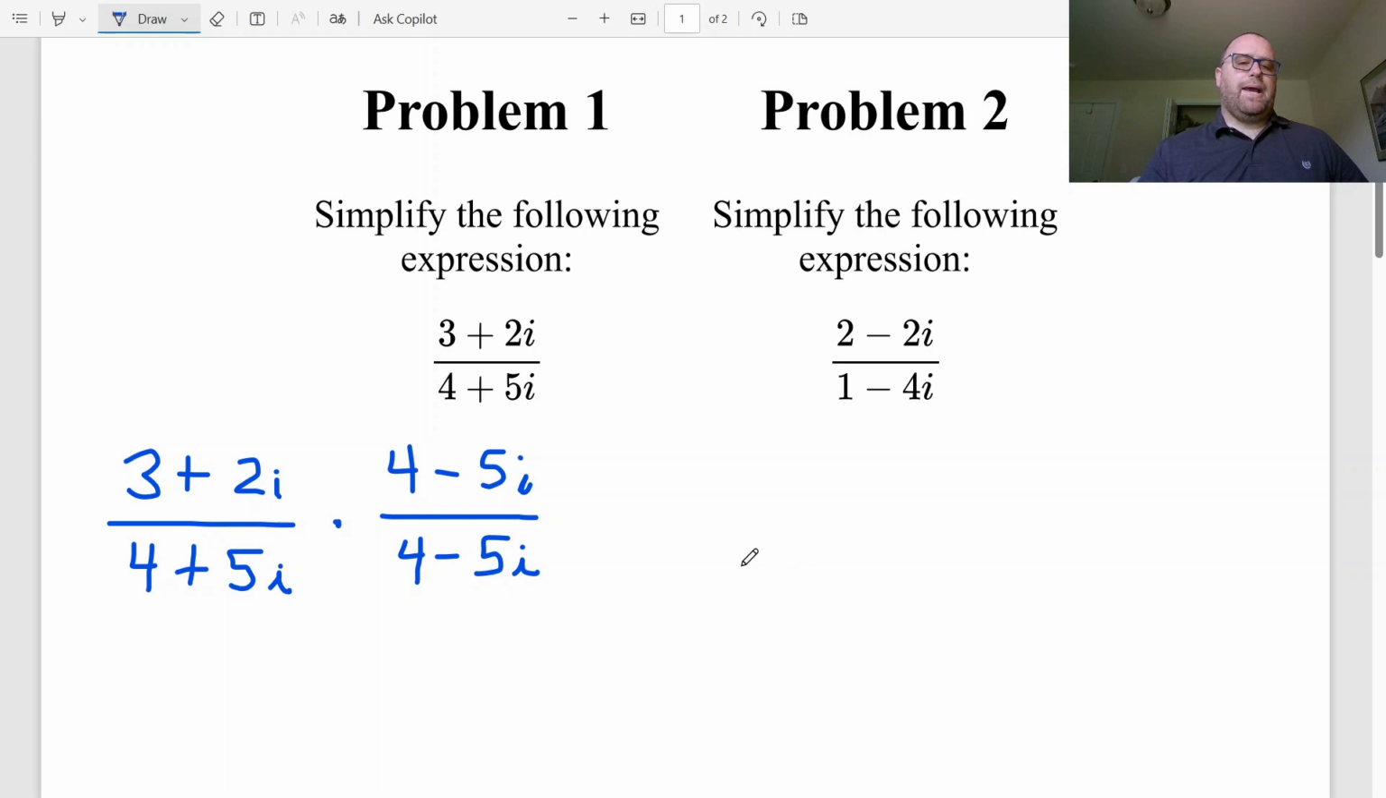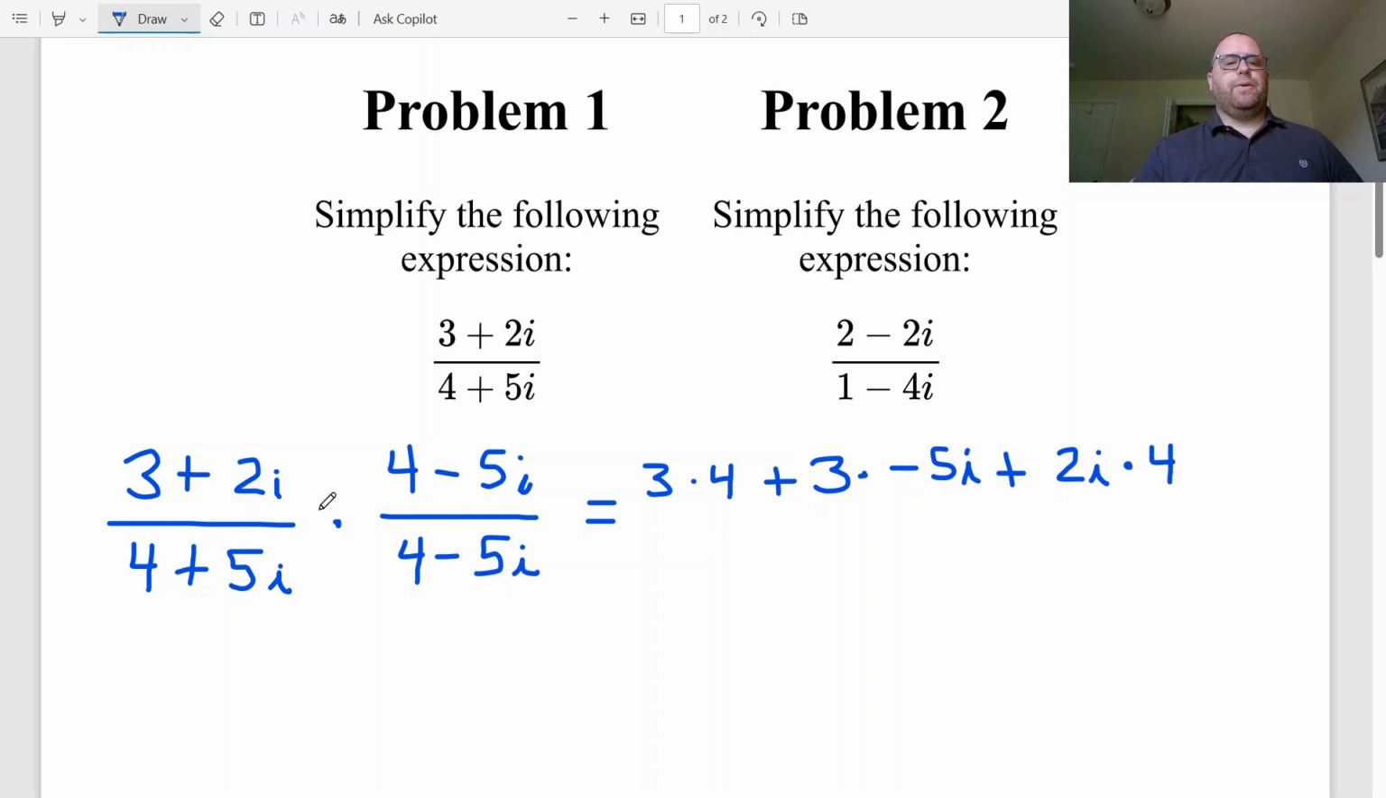Okay, so what happens on the top? When we do the top, we do our first term, so 3 times 4. And then we add that to our outer term, so plus 3 times a minus 5i. We then add that to our inner term, so 2i times 4. And then we do the multiplication of our last terms, which is 2i times negative 5i.